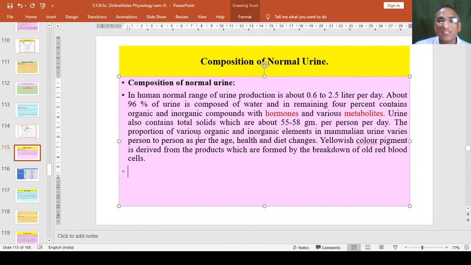The proportion of various organic and inorganic elements in mammalian urine varies from person to person as per age, health, and diet. The yellowish color pigment is derived from products formed by the breakdown of old red blood cells. In the human body, RBCs have a specific life, and after that they break down into pieces. At that time the hemoglobin is dissolved in the water and urine. So the pigment gives urine a yellow or yellow-reddish color.